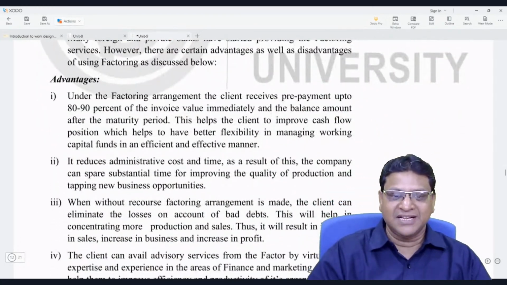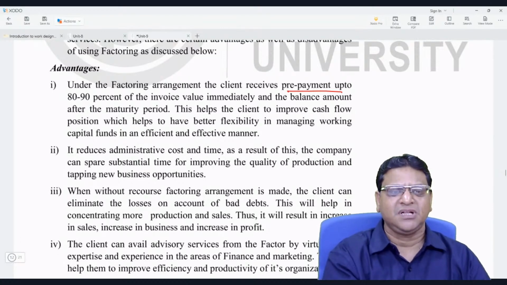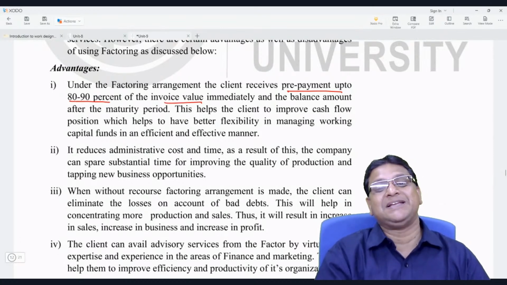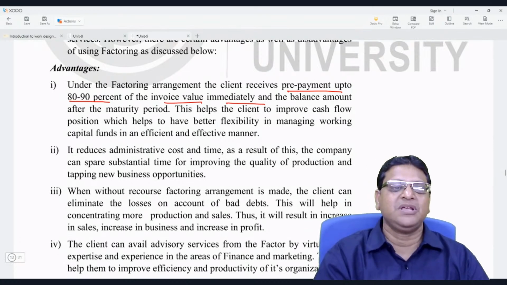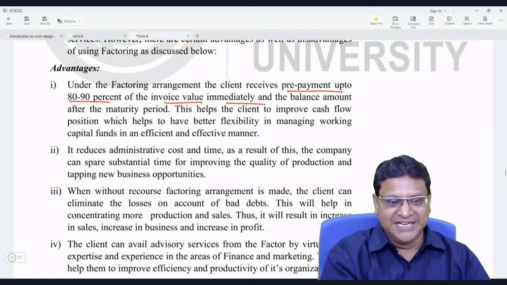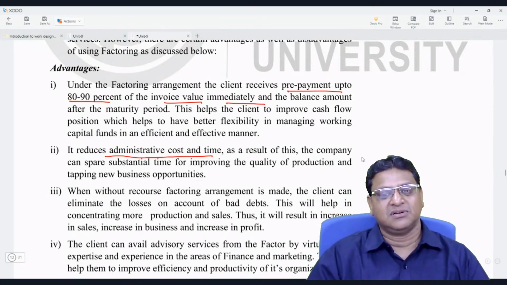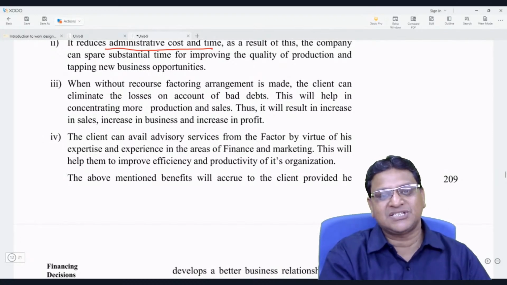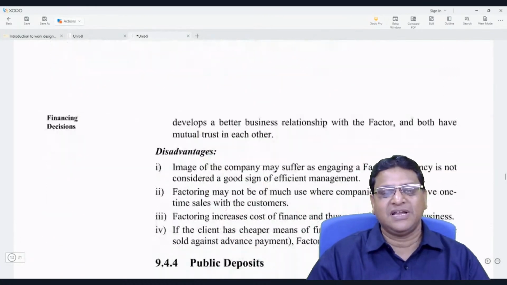So what are the advantages of factoring? Advantages means you get prepayment from receivables, though the amount is 80 to 90% of the invoice value, but you receive it immediately by selling the receivables or debtors to the factor. It reduces administrative cost and time of managing debtors. In case of non-recourse factoring, the risk of bad debt is borne by the factor. This is known as factoring merits.